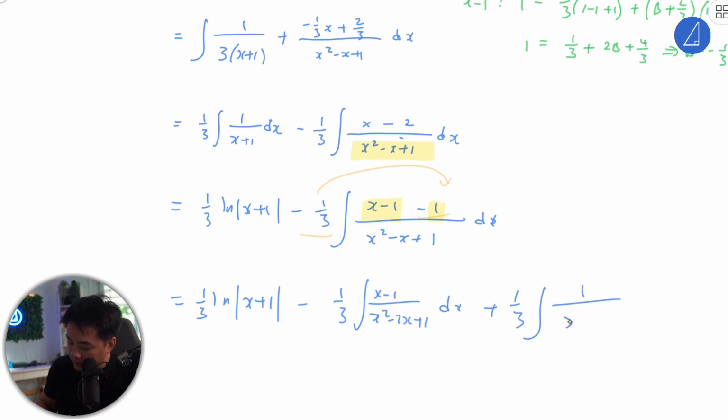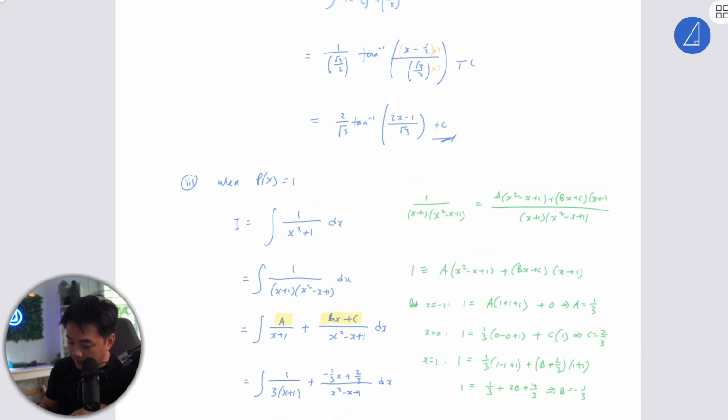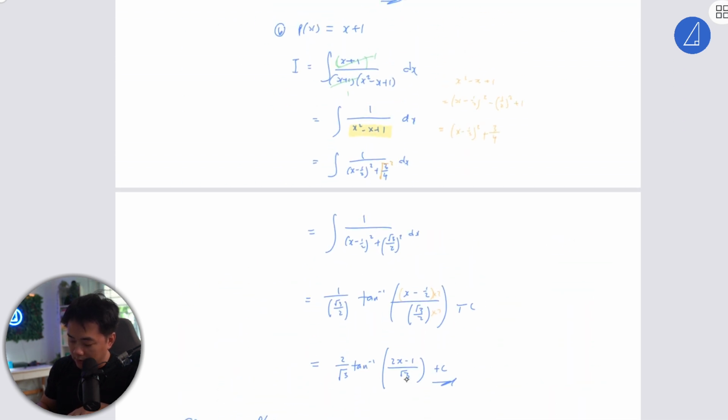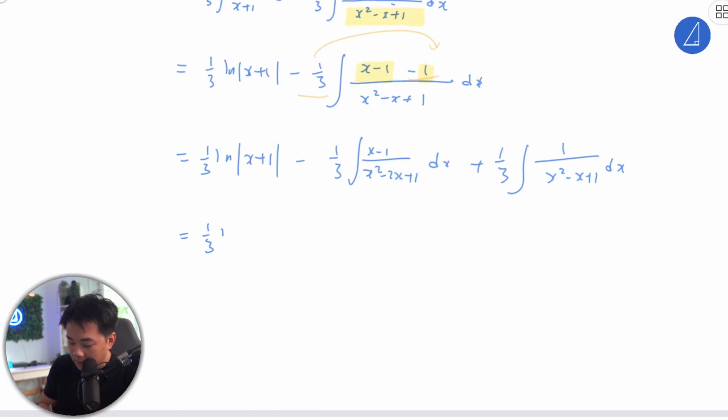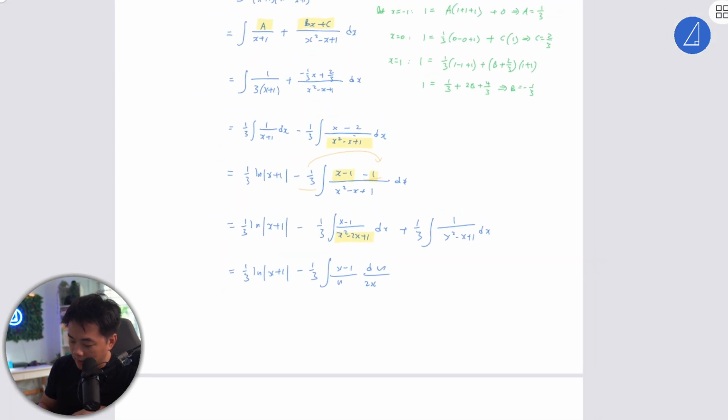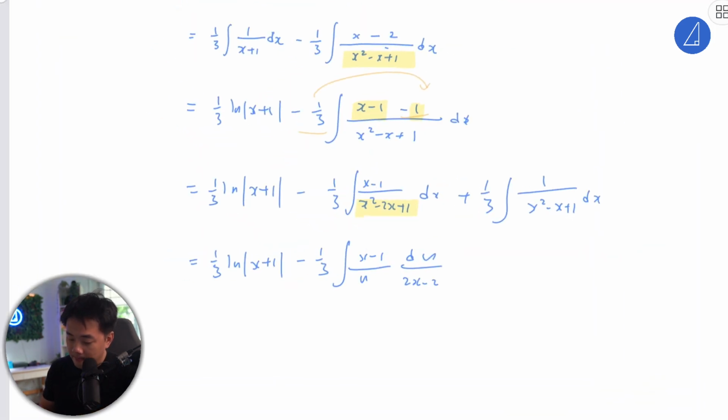Then this will be the integration of x squared minus x plus 1 dx. This guy is from the previous part, right? We get this, so I'm just going to copy this integral here. Yep, that's that. Then this will be 1/3 ln of x plus 1. This is just the cancelling method. What I will get is this is my u. I could let this be my u because du will just be 2x minus 2.